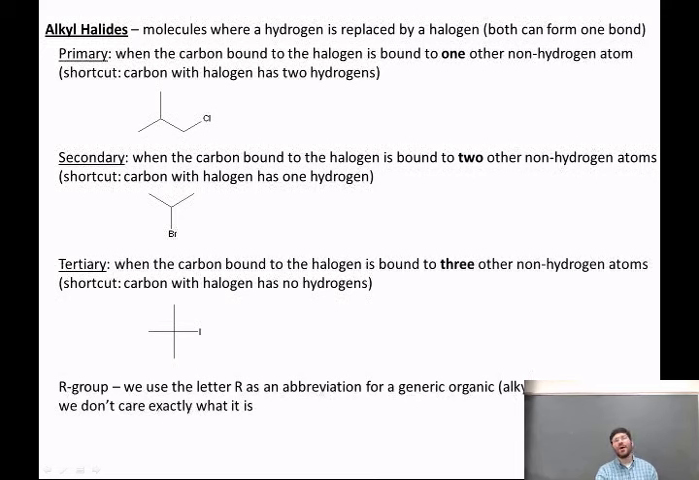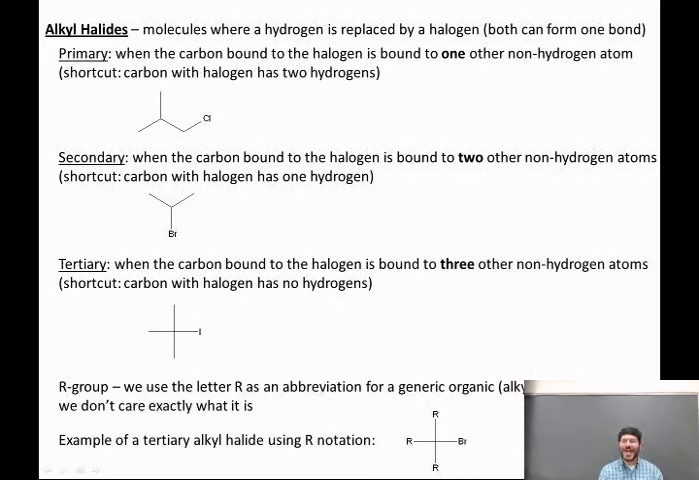At this point, I want to introduce a new piece of terminology to you, and that is the R group. We use the letter R as an abbreviation for a generic organic or alkyl group when we don't care exactly what it is. Okay, so in this case, in the primary alkyl halide, we had an isobutyl group. In the secondary, we had two methyls. In the tertiary, we had three methyls.